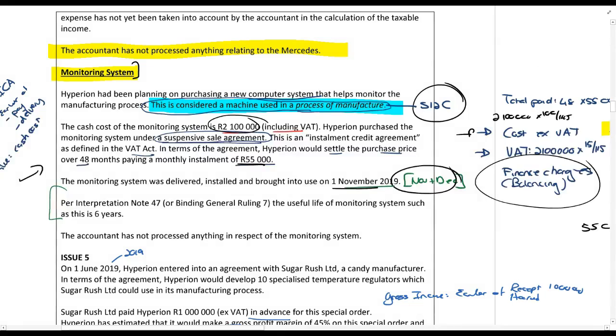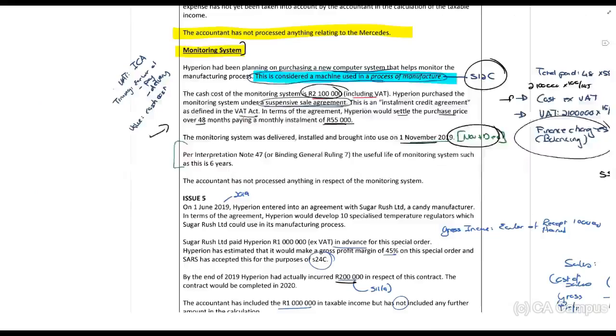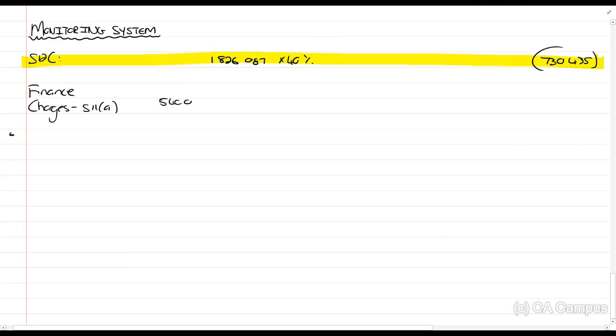Okay, sorry, I just want to see that amount again. 540,000 was the finance charges that we calculated. So 540,000 divided by 48 gives us per month, and we had this for 2 months, November plus December. Okay, so 22,500.